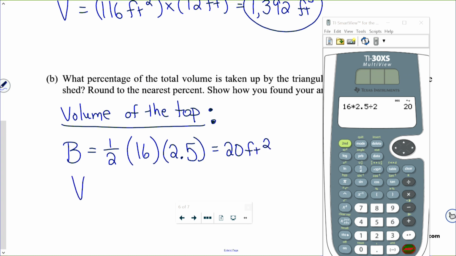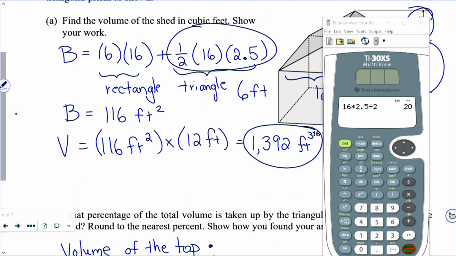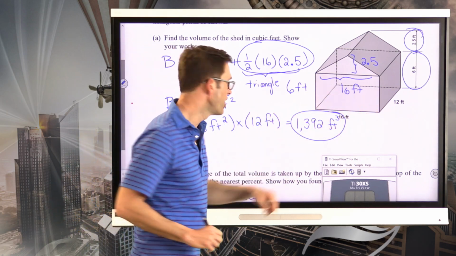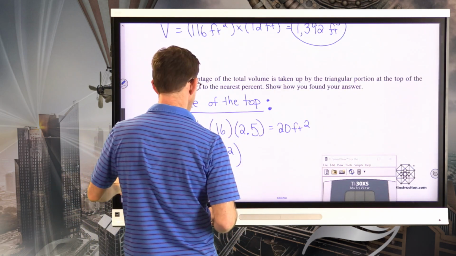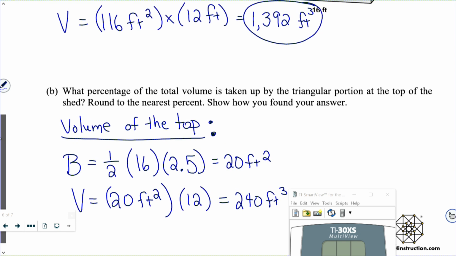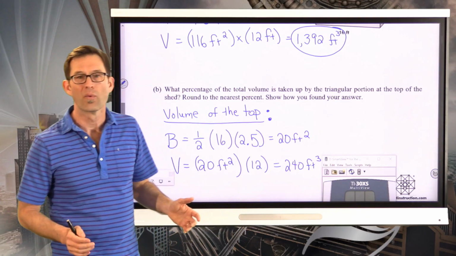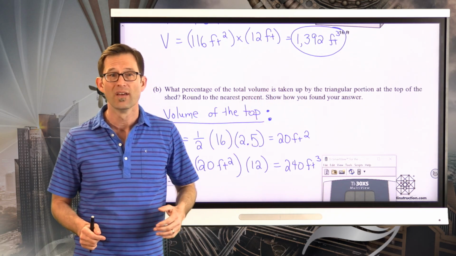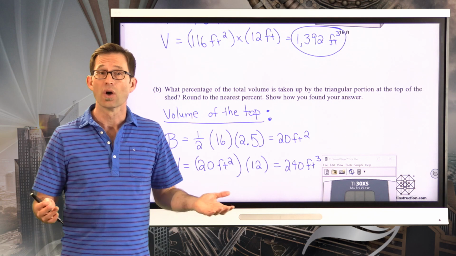Now, if I want to know the volume just of the top, I'm going to take that 20 square feet and multiply it by that 12 feet right there. And that's going to give me 240 cubic feet. Now, I still am not done with the problem. What I do know is that 240 cubic feet out of the 1,392 cubic feet lie in the triangular portion. So I need to know the percent.